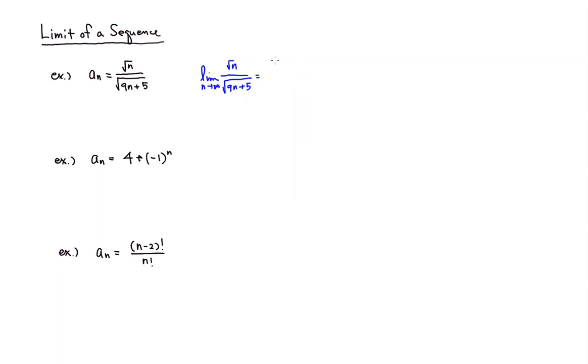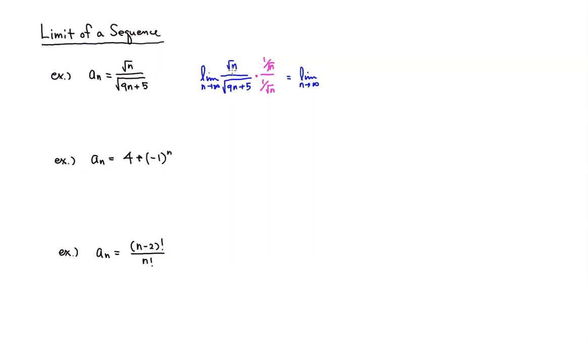Just like the limit of a function, what we can do is look at the largest power, which is essentially the square root of n. So we're going to divide the numerator and the denominator by the square root of n, and let's see what happens. If you do that, you're going to get this. I'm going to leave the limit for now.